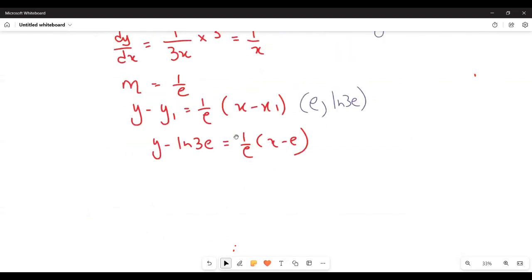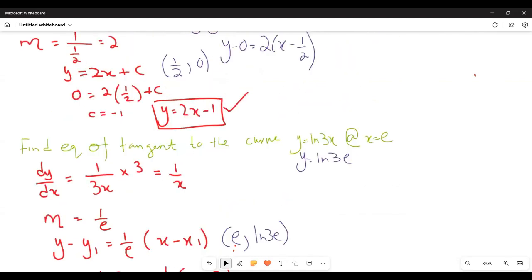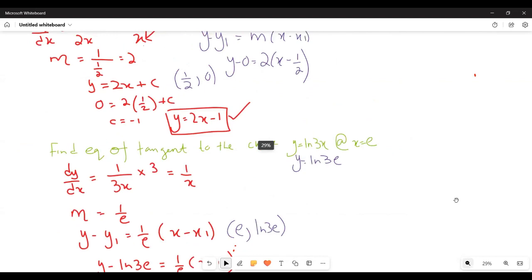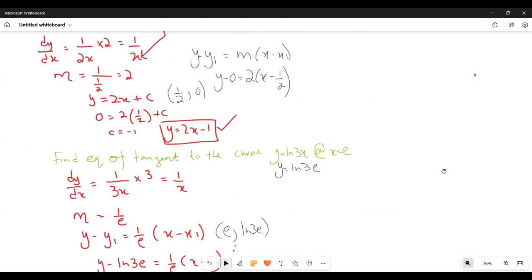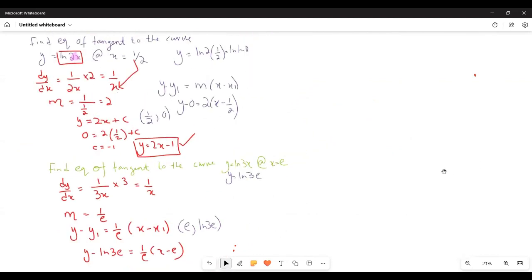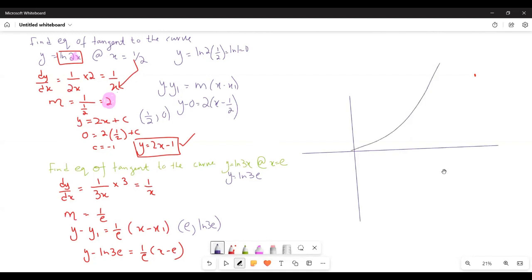In such questions, the examples we did just now, they could have also asked for the equation of the normal. So for the equation of the normal, how do things change? The gradient just changes. Let's say the sketch, for example, looks like this. If this is the tangent, the derivative always gives you the slope of the tangent, which was 2.